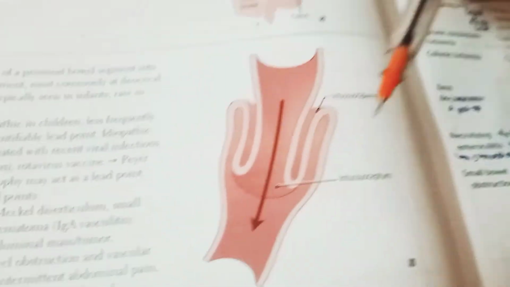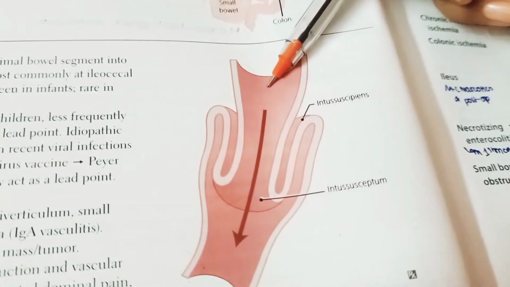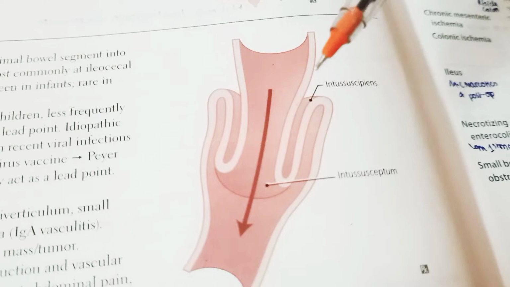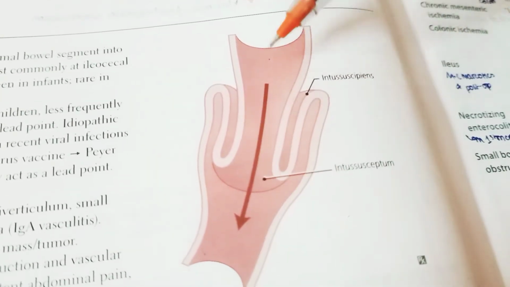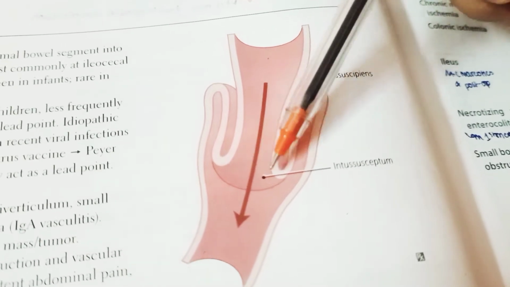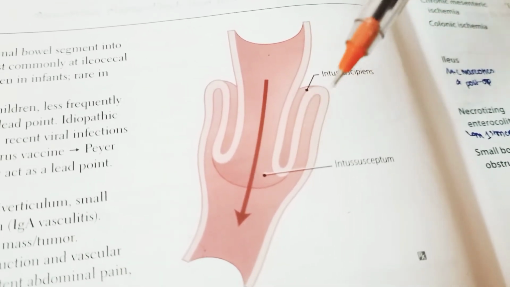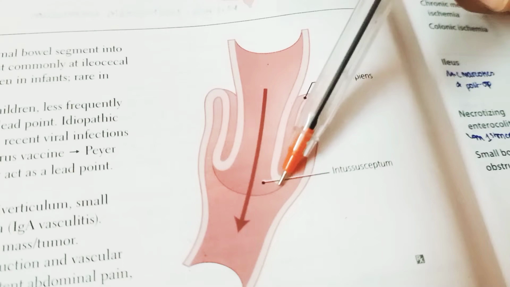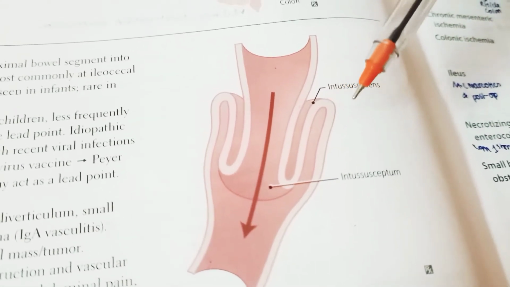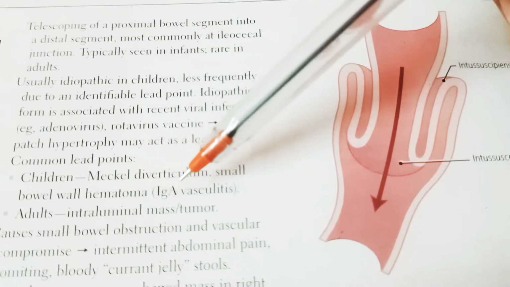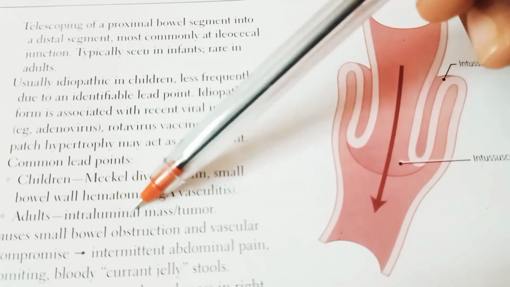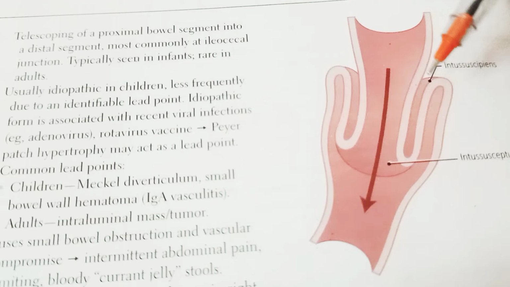Next is intussusception. Actually it is telescoping of one segment of the GI tract into another. It is seen mainly in the ileocecal junction. For example, this is the ileum, this is the cecum. You can see how the ileum is going inside the cecum. This is called intussusception. Actually there should be some lead point which is leading to this. So the lead points in children will be Meckel diverticulum, small bowel wall hematoma, IgA vasculitis. In adults it will be intraluminal mass or tumor.